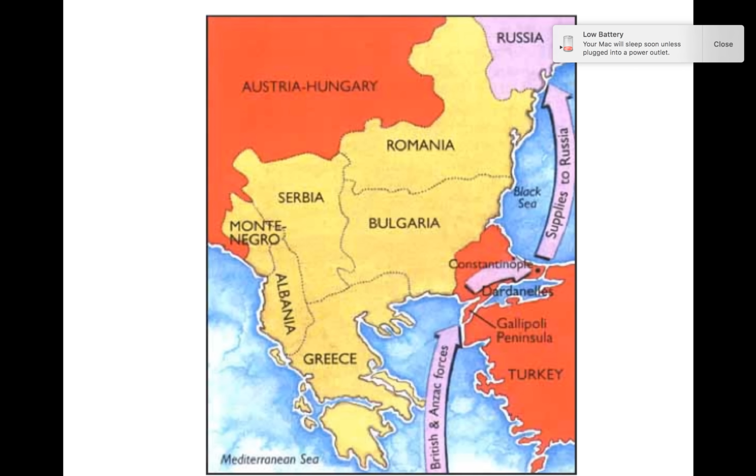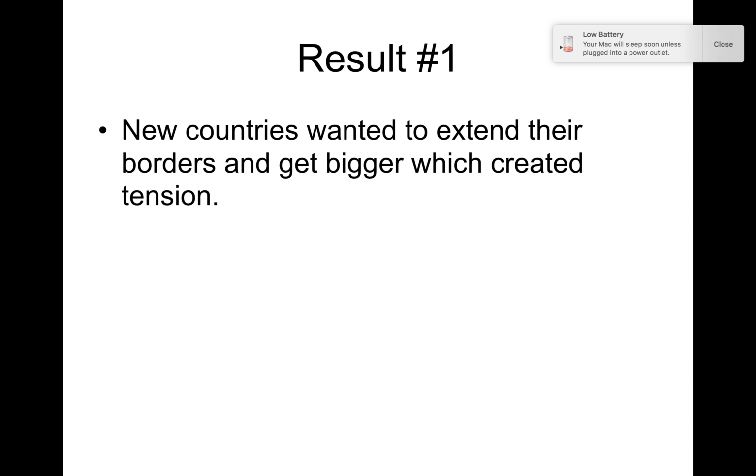Once again, here's another picture of the Balkan Peninsula. As a result of this, in the 3 boxes directly to the right, in that first box right underneath where it says result of event, I need you to write this in. New countries wanted to extend their borders and get bigger, which created tension.